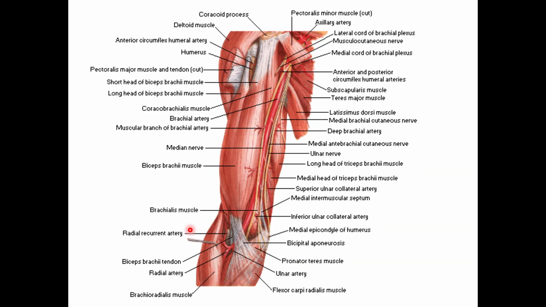Moving on to the lateral relations, yes, laterally, the brachial artery is related to the median nerve in the upper part, whereas in the lower part, the artery is related to the biceps tendon. So this is about the relations of the brachial artery.